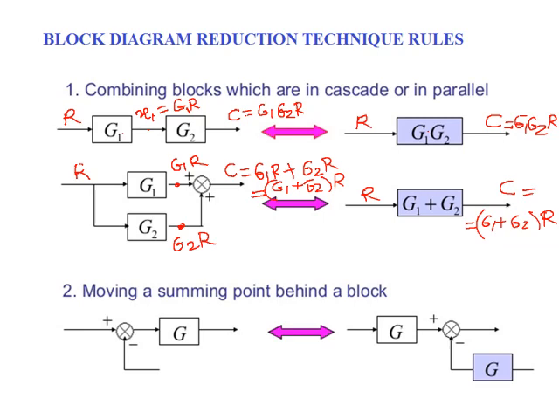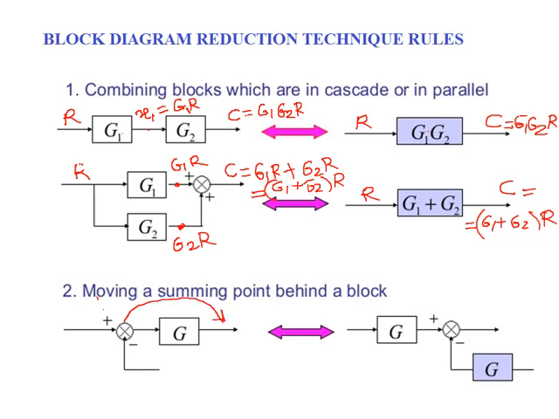Now next, rule number 2: moving a summing point behind the block. Next 4 rules we have to see. Rule number 2 and rule number 3 are for shifting of a summing point before the block or after the block. When I say block, this is called a block. So in rule number 2, we will see shifting of the summing point after the block.